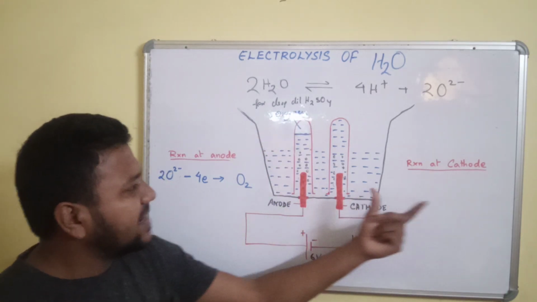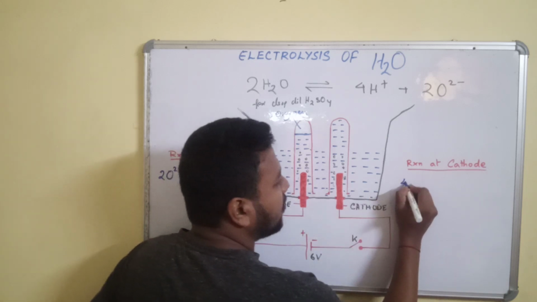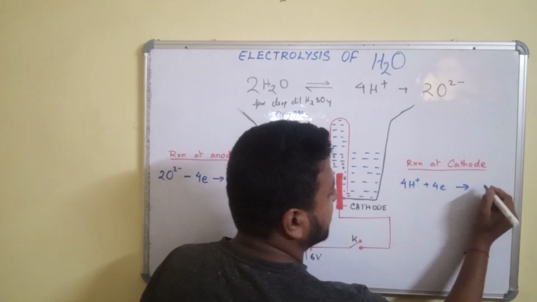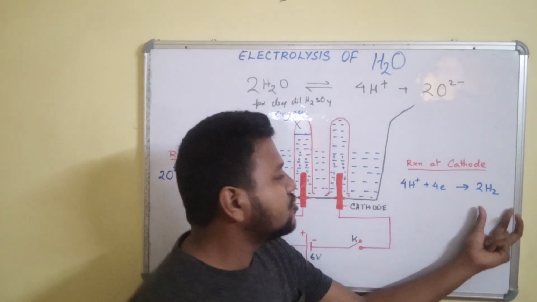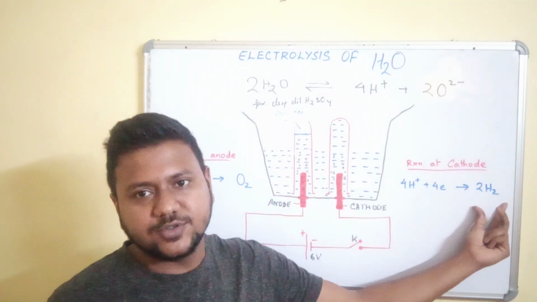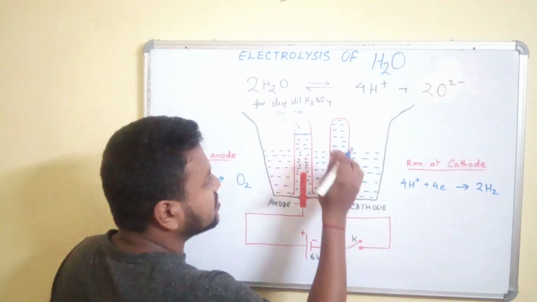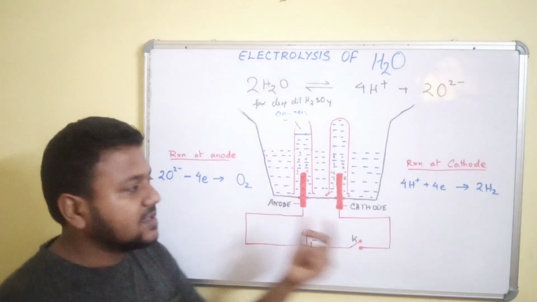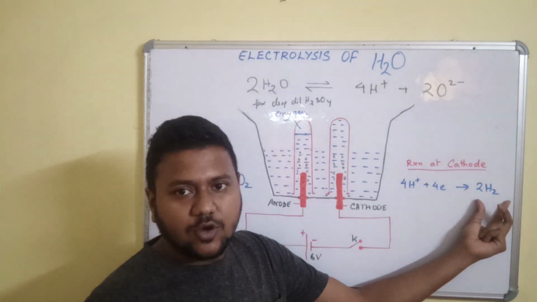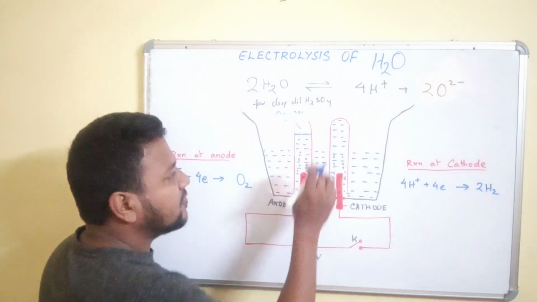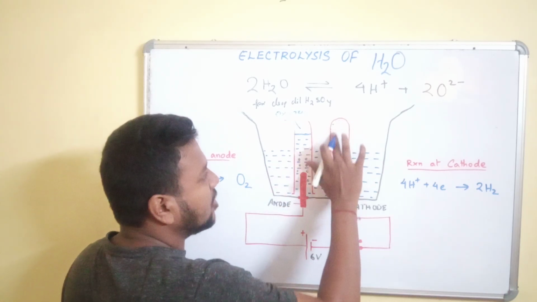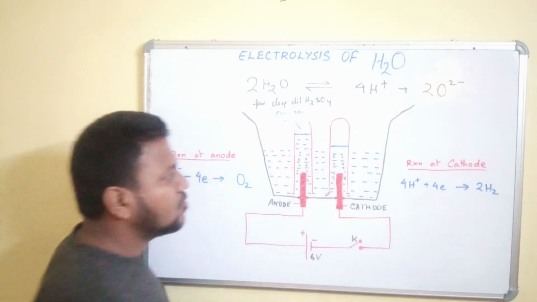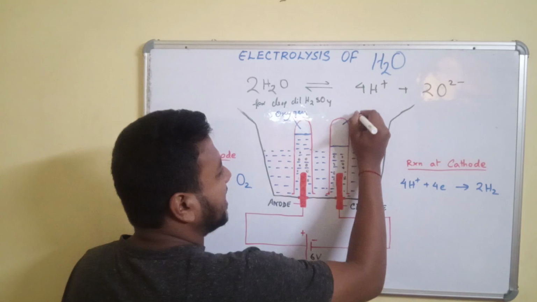Now what happens at the cathode? What is the reaction going on? The 4H+ takes up the 4 electrons from the cathode and becomes 2H2, 2 molecules of hydrogen gas. So this also gets stored. As we see, the number of molecules obtained for oxygen is 1 and for hydrogen is 2. So the volume of hydrogen observed will be in the ratio 2:1. So this is your hydrogen.